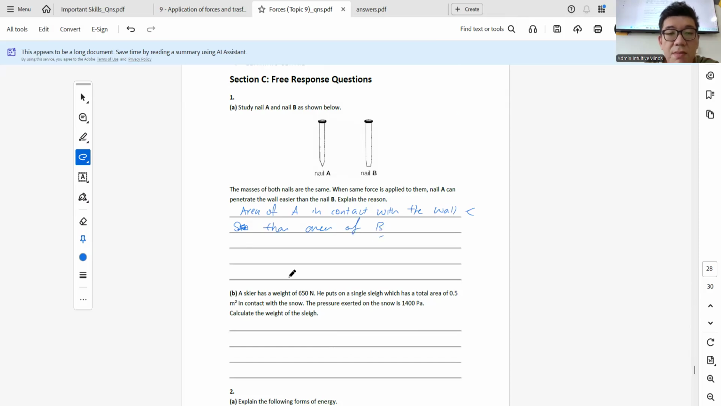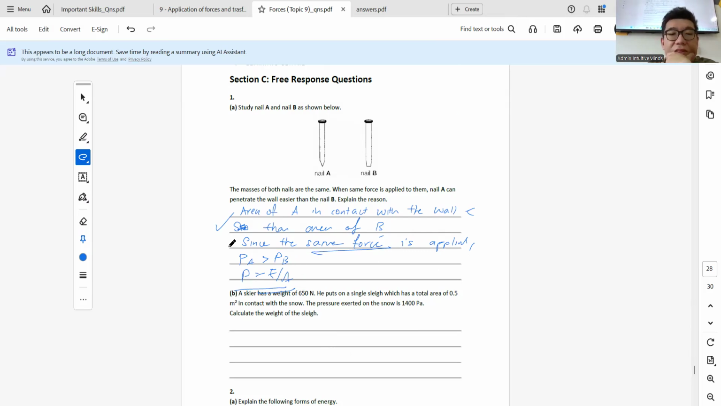This one mark. Since the same force is applied. So that's that crucial another mark to get. Then you can mention that pressure A will be more than pressure B. And pressure equals the force over area.